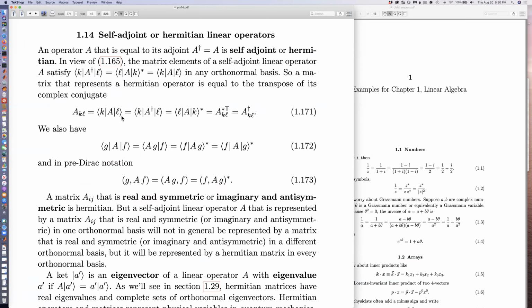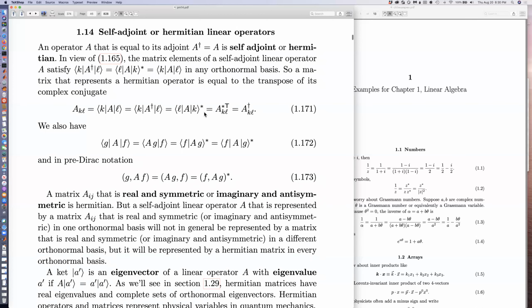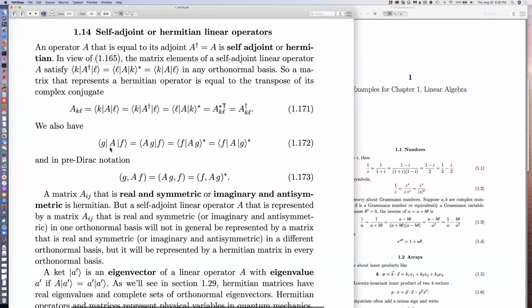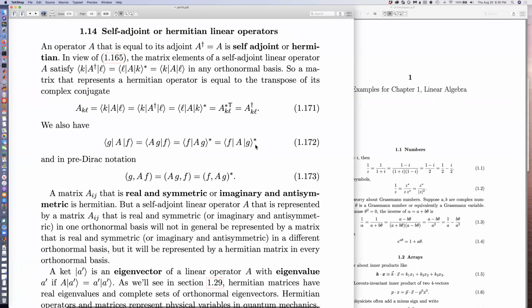A_KL, which is ⟨K|A|L⟩, is ⟨K|A†|L⟩ because it's Hermitian. And then this thing in general has to be that. And then that is just this. So one also can say that this is, and we saw these things before, that if A is Hermitian, then we can flip this over to this side. That's always this, and that is the same as that. Okay.